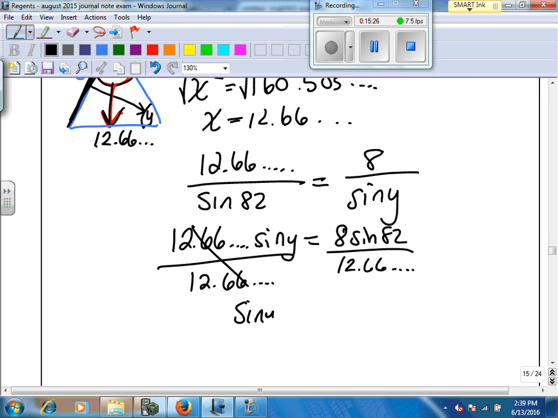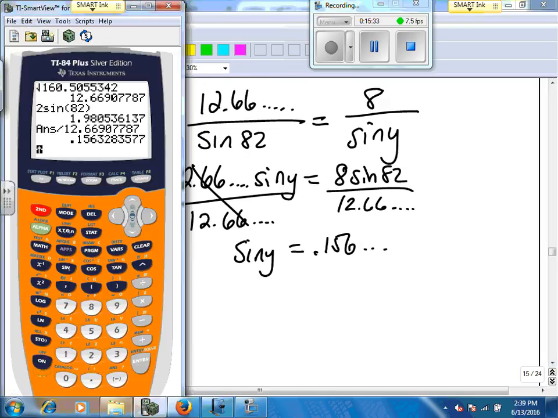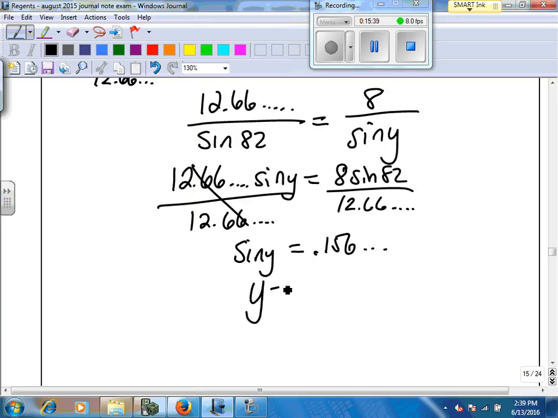Sine of y is 0.156. If that's what sine of y is equal to, in order to find angle y, we have to do inverse sine of that answer. So we get 8.9938. Seems like a really small angle. I feel like something went wrong somewhere here.